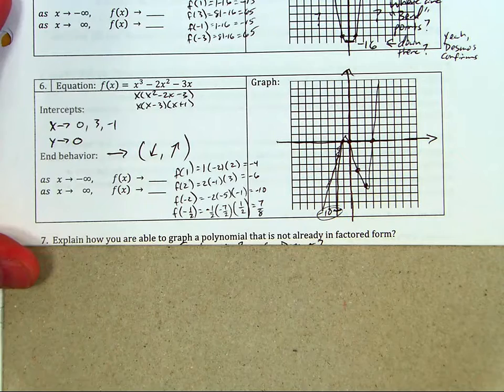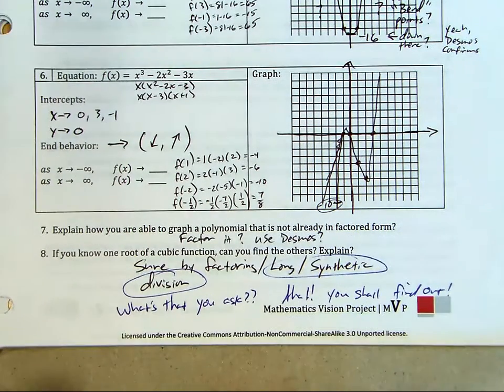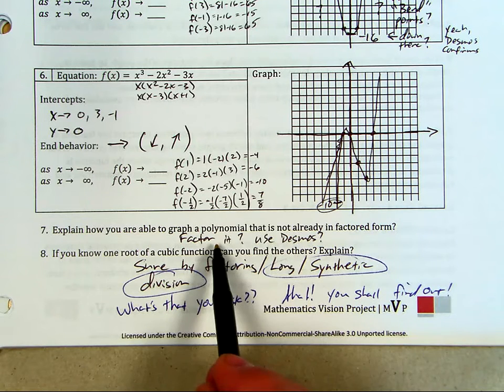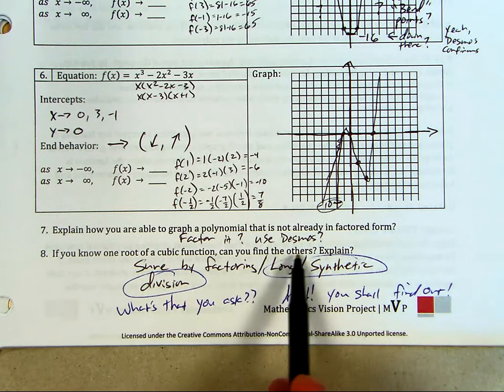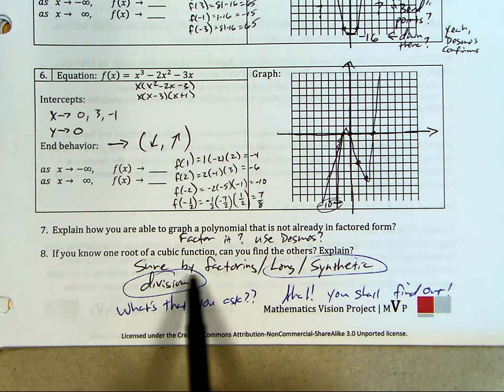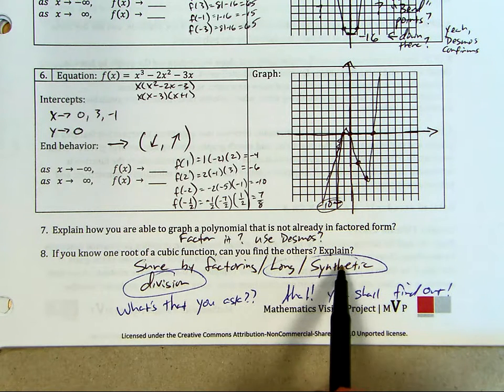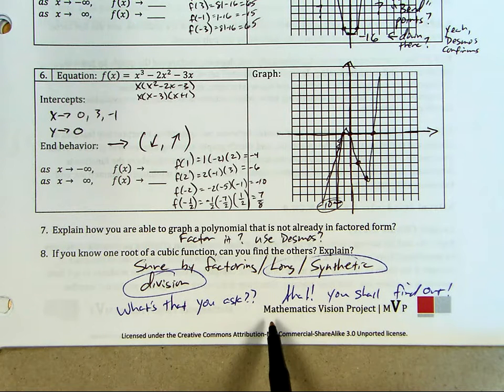Okay? So the answer to question number 7 and 8, how do we graph a polynomial that's not in factored form? Well, we factor it or use Desmos. And if we know one root of a cubic function, can we find the others? Yes, we're going to do that by factoring or using synthetic division. You're like, wait, what? Synthetic division? It's kind of like long division. We're going to learn that next lesson.